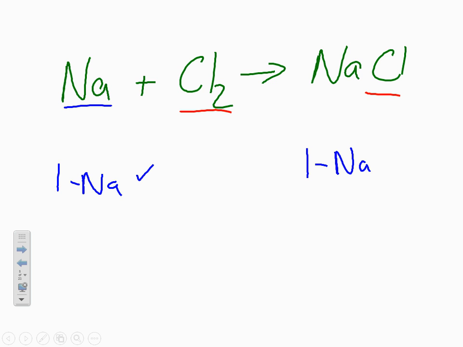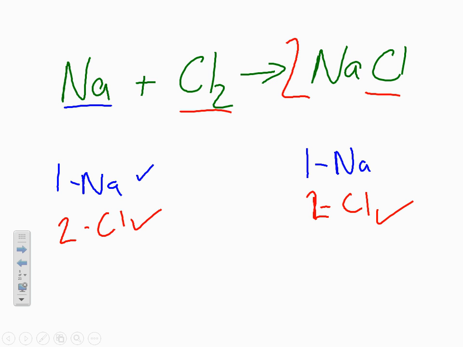Let's go to our Cl. All right. On the left-hand side, how many Cl do we have? 2 Cl. On the right-hand side, how many Cl do we have? 1 Cl. Is that balanced? No. So how do we change that? We're going to put a 2 out in front here. Well, now I have 2 Cl and 2 Cl, so my Cl are good.